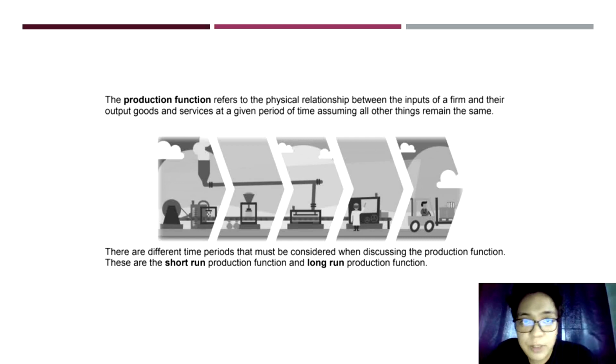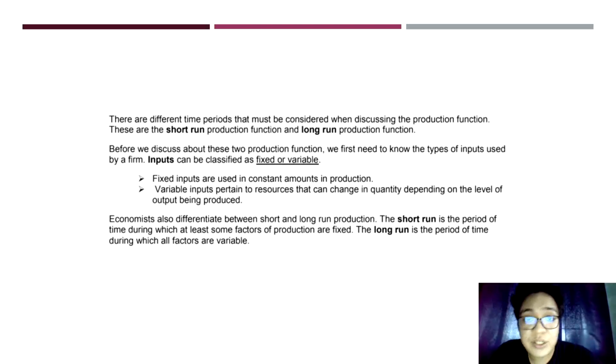When we talk about production function, we have two different time periods to discuss, and that is short run and long run. However, in order for us to define short run and long run, we have to have first a definition of the two classifications of inputs that we have. Dalawang klase ng inputs na meron tayo is fixed and variable inputs.